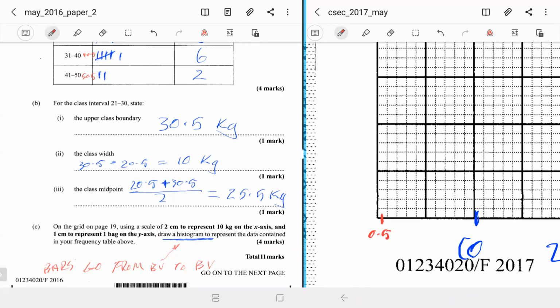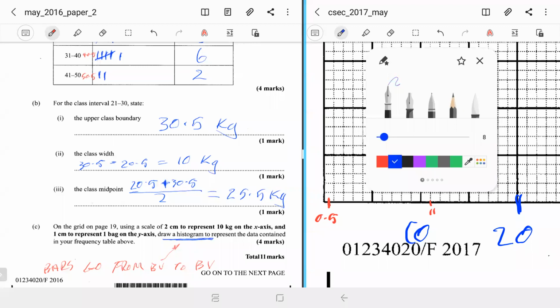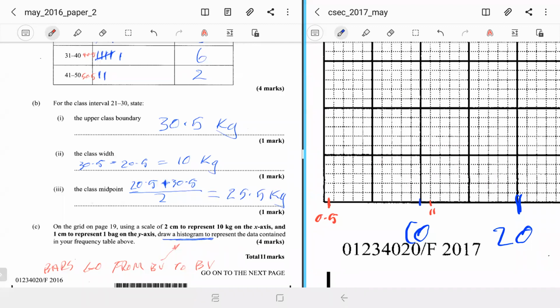0.5. And then 10.5 is right here. But that is 10. This would be 11. So 10.5 is right there. We'll mark that 10 better. This is 10 on this line right here. So 10.5 is right here.